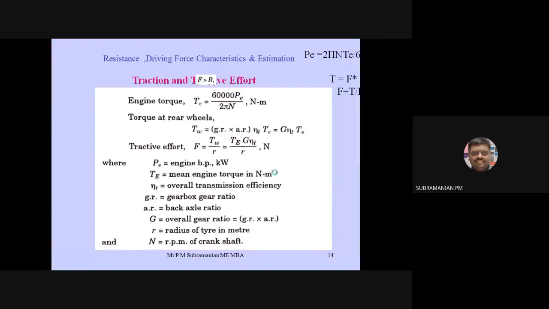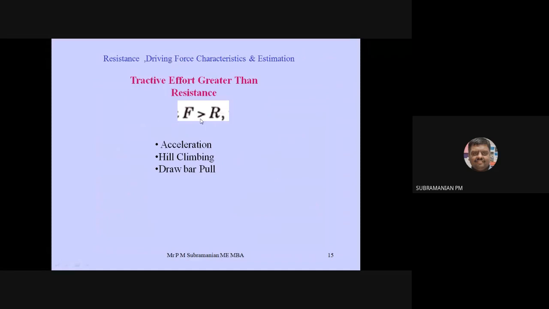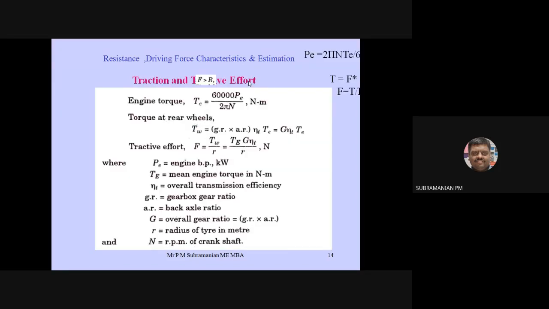So this formula is only basics, okay? Then only we can solve the problem. Now see, my tractive effort and resistance. Already I told you, F is the force that I am getting from the engine. Last slide, see? Engine power is converted into engine torque. And from engine torque, I am getting a torque at the rear wheels. From torque at the rear wheels, I am getting what?